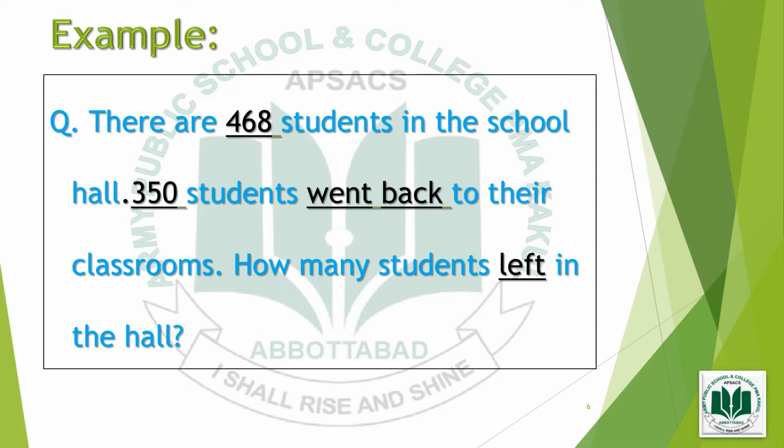Here is an example. There are 468 students in the school hall. 350 students went back to their classrooms. How many students are left in the hall? According to the steps for word problems, first step is read the problem carefully. When you read this problem carefully, you can find the operation, means what you have to do in this problem. You have to add or subtract. There are 468 students in the hall, from which 350 students went back to their classroom. You have to find the students which are left in the hall.